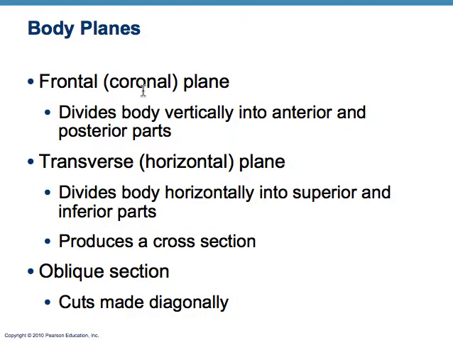We have what's called a frontal or coronal plane. This divides the body vertically into anterior and posterior parts. So a frontal plane is going to give us a front half or anterior half and a back half or posterior half of the body. Also, again, giving us a different view of those internal structures.